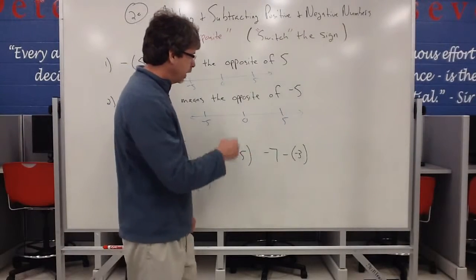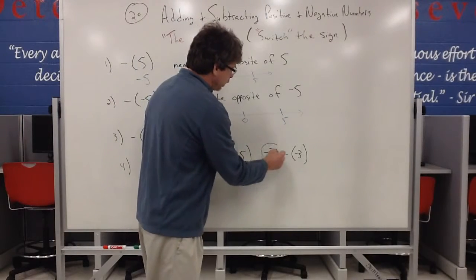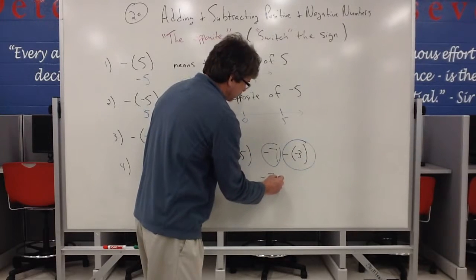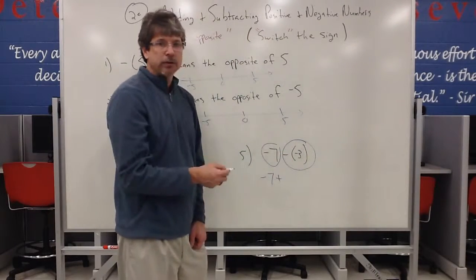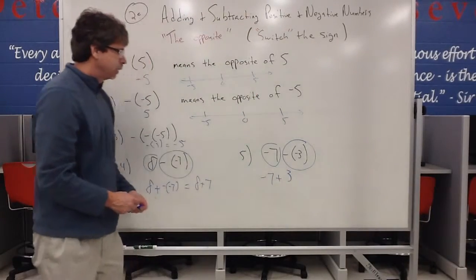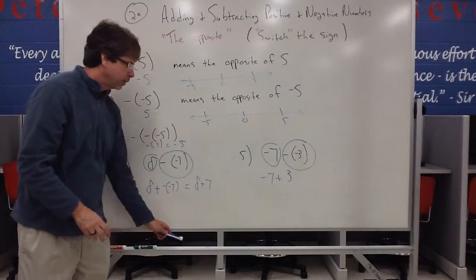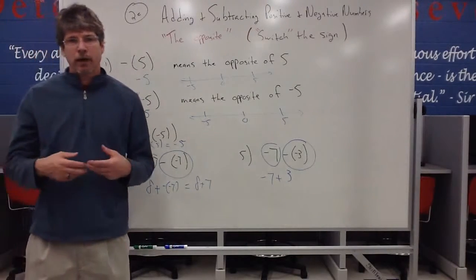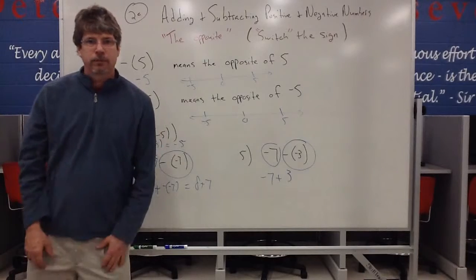Same way here. If I look at it as terms, I have this first term, and I have this second term. So I have negative 7 plus, and we know that the opposite of a negative 3 is actually a positive 3. So I can change that problem into an addition problem. And that's typically where we want to go with algebra: we want to use addition symbols as the way to connect things together. Stay tuned.